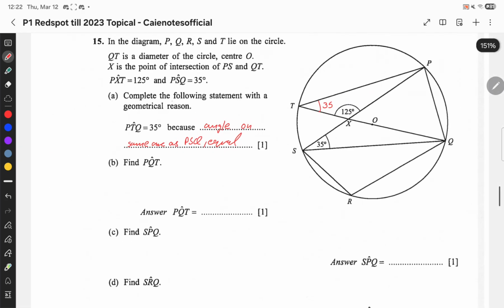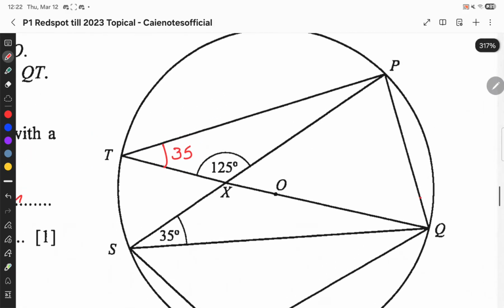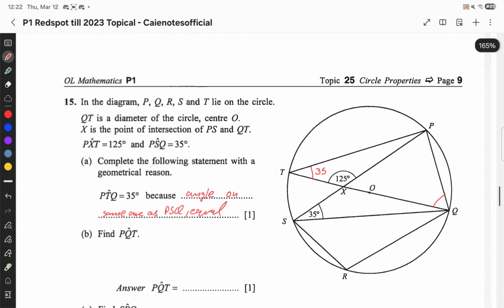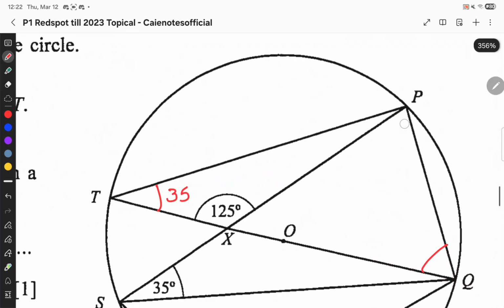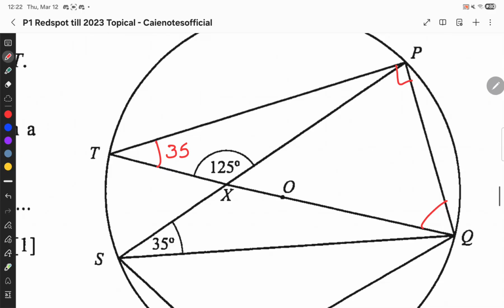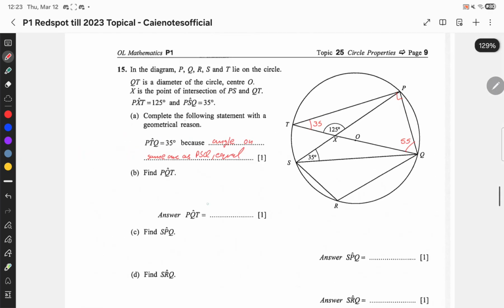Next, PSQ. Find PQT. P, Q and T. So PQT, how do we find this angle? What do we know about the circle? QT is a diameter. So this QT out here, P is 90. And we can find the angle PQT. 180, 90 minus 35 is equal to 55. Nice.